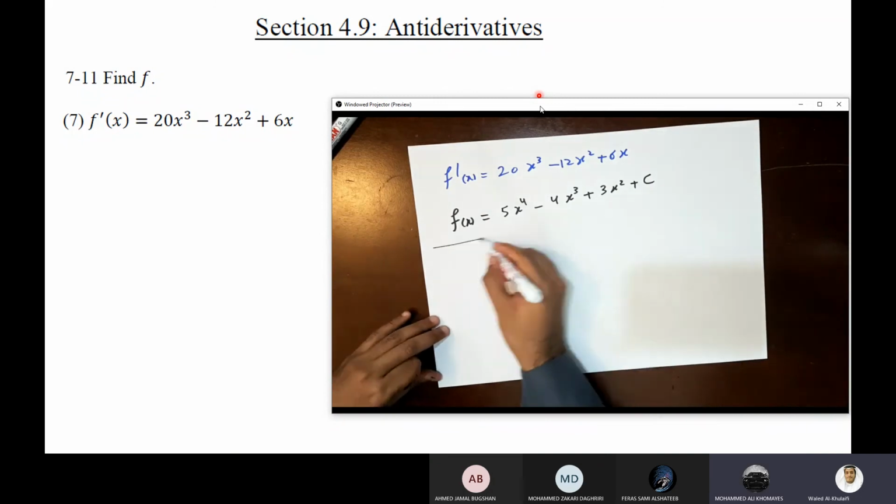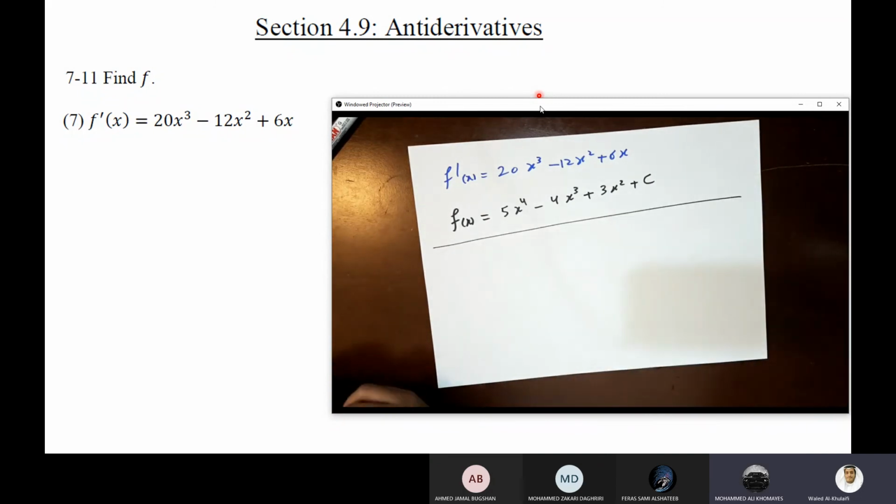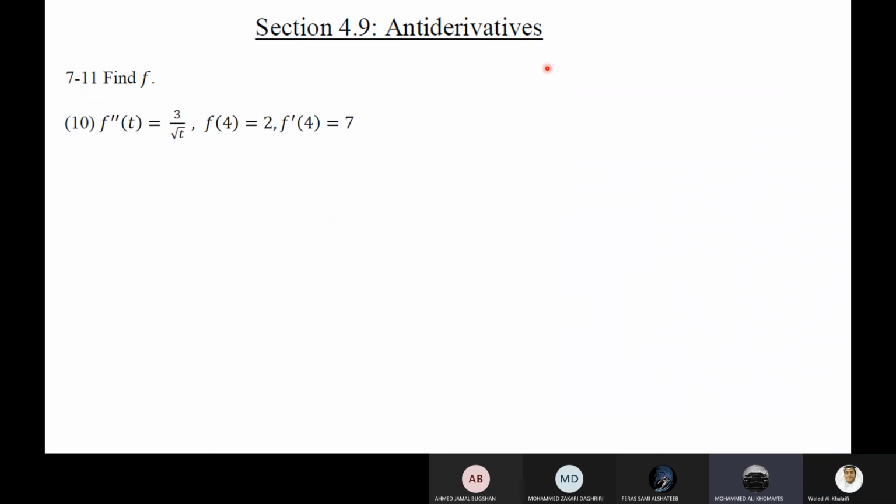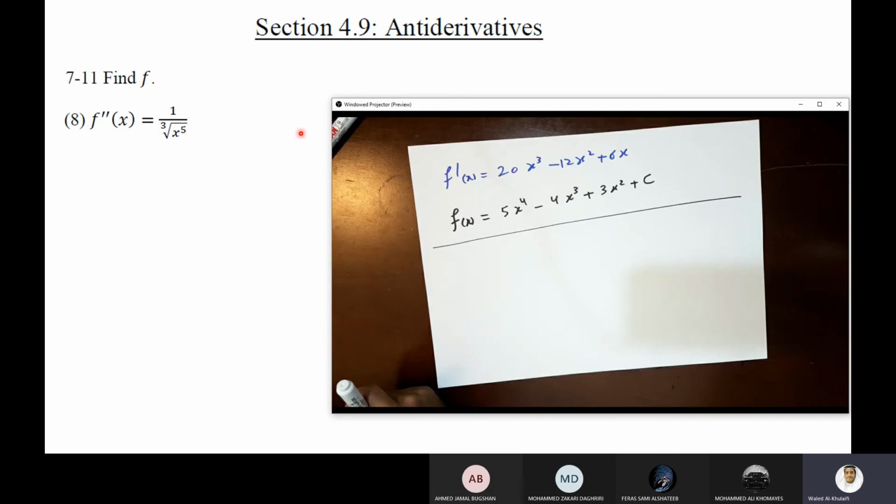Doctor, I have a question. If the question said find the antiderivative of f, but he gave you some data, what will we do with the constant? Yeah, we are coming to that. Don't worry, I'm covering that one also. Okay. طيب. Let's go to the next one.